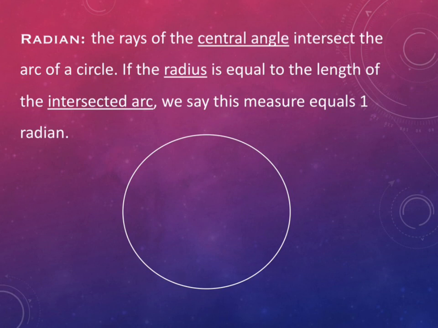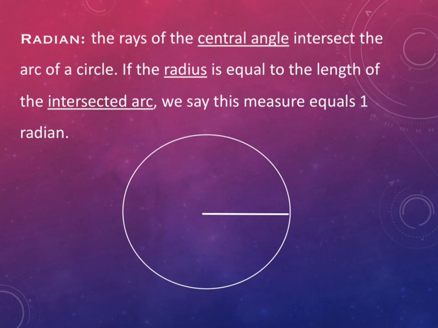If the radius is equal to the length of the intersected arc, we say that this measure equals 1 radian. So let me draw you a picture. Here's my circle. If you take this out here, that's the positive x-axis. And if you were to measure, this is called 1 radian. We'll call it 1 centimeter, 1 inch, 1 foot. It doesn't matter. It's 1. It's a measurement of 1.